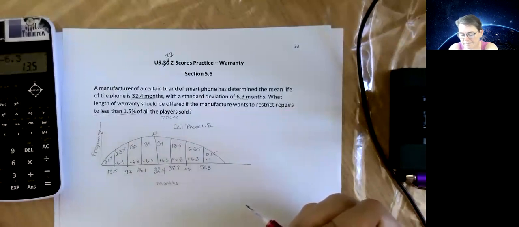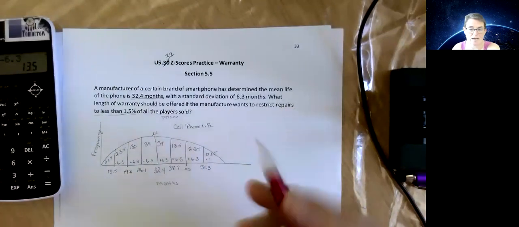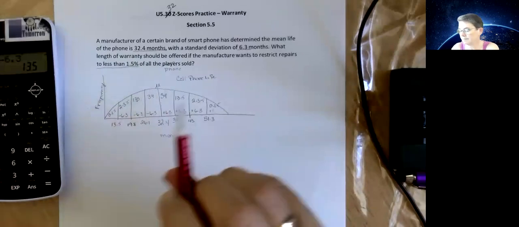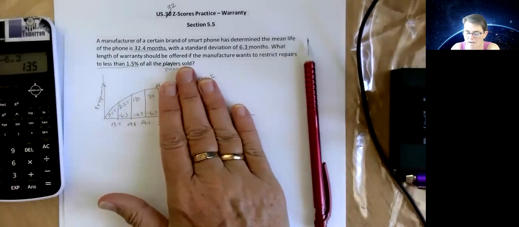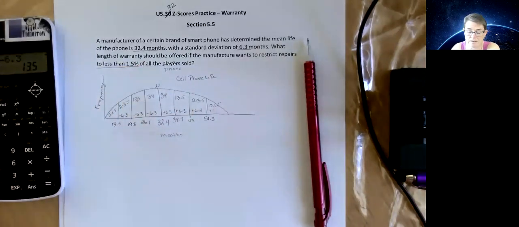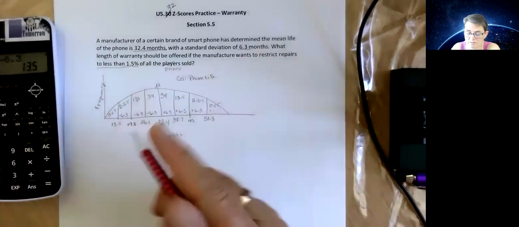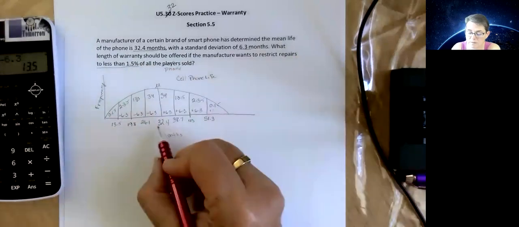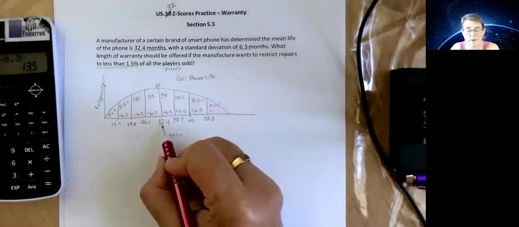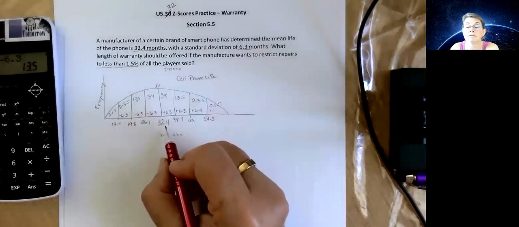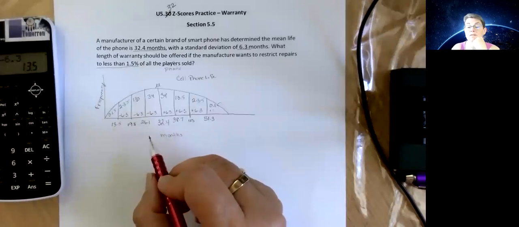So this one is really kind of neat because it works backwards. Work with me here. If I said I want less than 50% repaired, then a 50% repair rate would be at 32.4 months. In other words, I would be putting a warranty on half of my stuff. That seems like an awful lot, doesn't it?